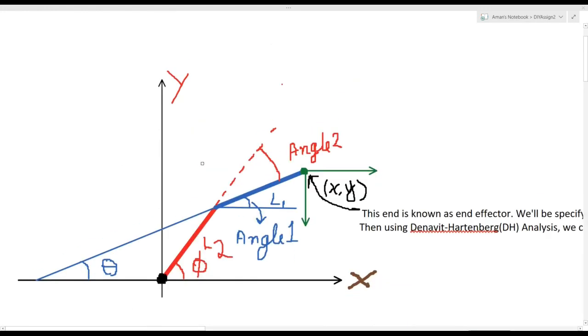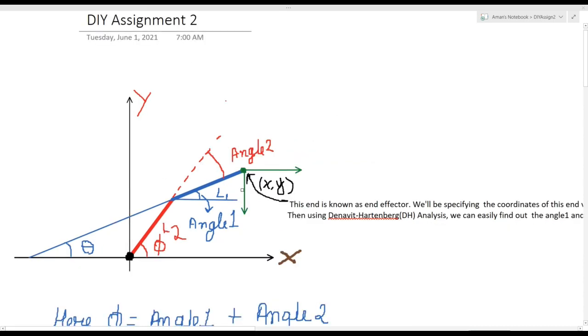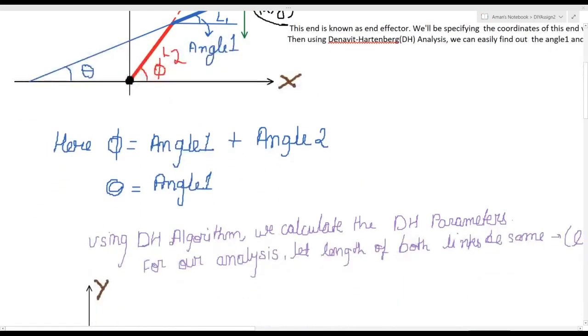phi. In order to solve these kinds of problems, there's one particularly famous algorithm known as the Denavit-Hartenberg algorithm, or DH analysis. Using that, we can easily find angle 1 and angle 2, and thus we can find theta and phi. We just have to give the command to the servos to rotate at angles phi and theta respectively in order to reach that point.